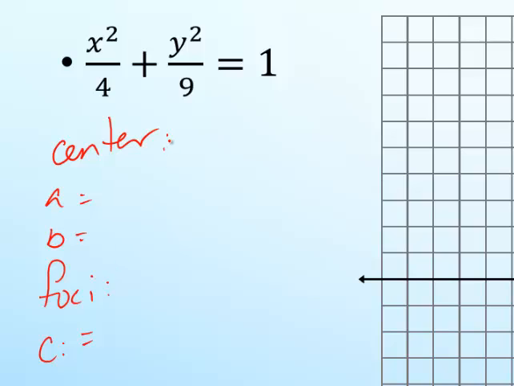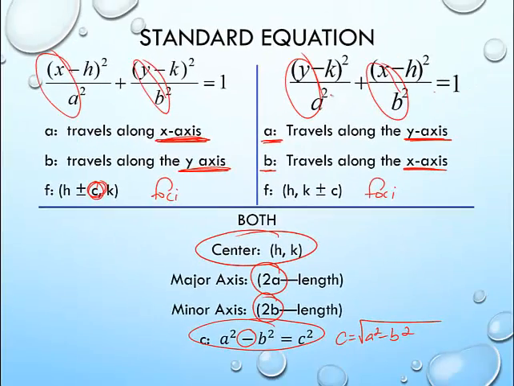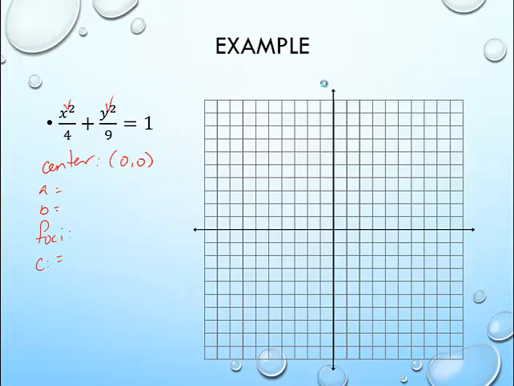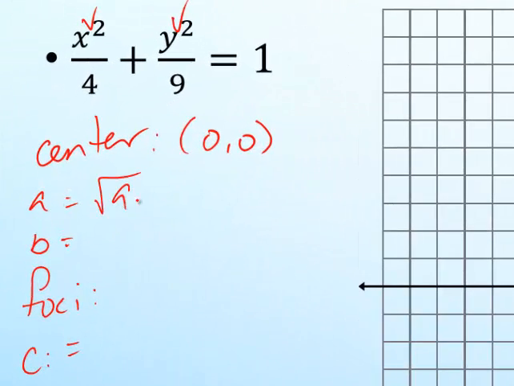So our center is h, k, so the numbers that are added and subtracted from x and y. But since there is nothing added or subtracted to x and y, that means our center is just going to be 0, 0. a is always the larger number, so is 4 or 9 larger? Obviously 9. Now keep in mind, that is going to be a squared. So, since we have 9 as a squared, the square root of 9 to find a is just 3. Now b would be the smaller length, so the square root of 4 equals 2. So this is a, this is b.